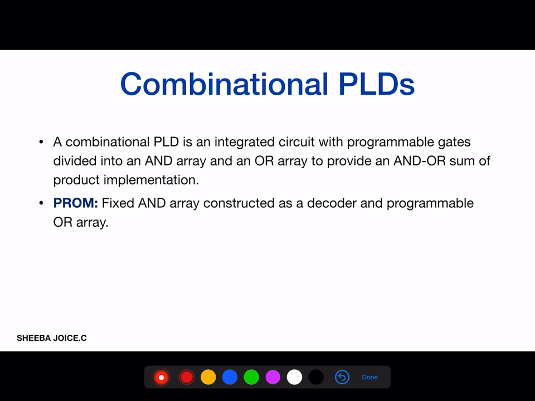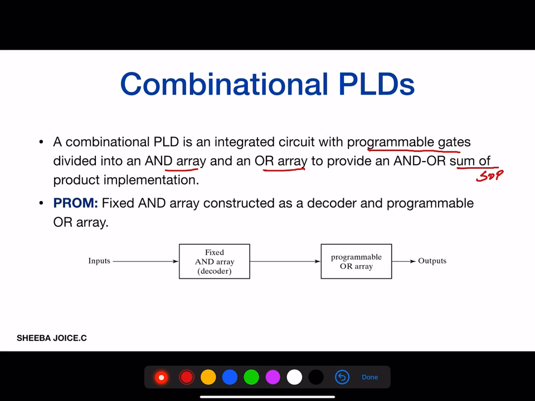A combinational PLD is an integrated circuit with programmable gates divided into an AND array and an OR array to provide an AND-OR, or sum of products (SOP), implementation. PROM, programmable read-only memory, can be constructed using a fixed AND array and a programmable OR array. The fixed AND array is nothing but our decoder. So the inputs are given to the decoder and the outputs are taken from the programmable OR array to construct a PROM.